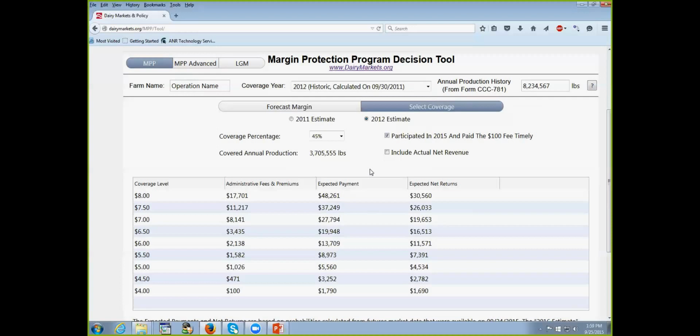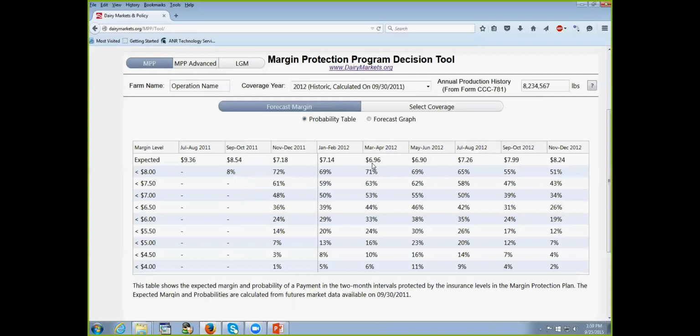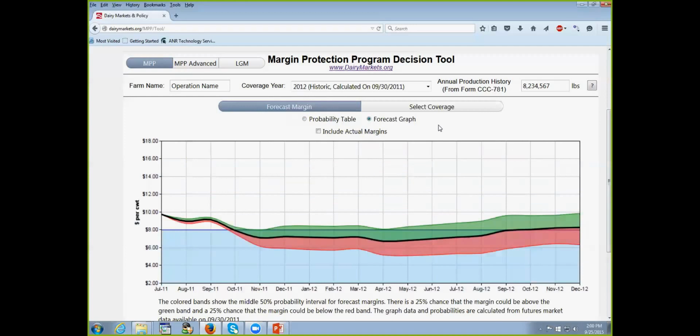Also, 2009 was hopefully a once in a lifetime. If we're looking at this as of September of 2011, looking forward to 2012, here's what the market said. It was predicting some $7, $8 margins, not catastrophic, but not very high. If we look at it graphically, then it looked like this. You can see that the average margin for 2012, which is right here, was in that $7 range and maybe expected to recover in the fall with some possibility that it could fall down low. That was before the drought actually happened.